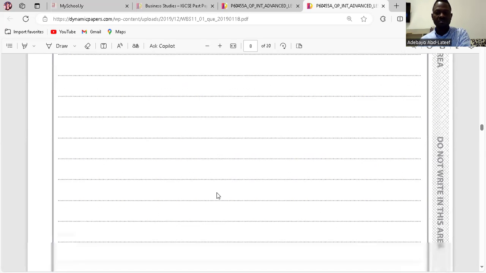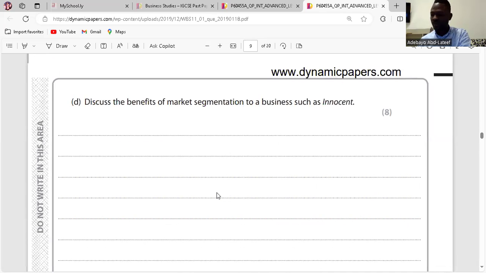So we'll go to D. Discuss the benefits of market segmentation to a business such as innocent. The first thing is you have to define market segmentation. Market segmentation is the act of dividing the market by customers' characteristics. We talked about it. You did not write it. So market segmentation is dividing the market into groups based on customers' characteristics, maybe income, age, demographic, religion, and the rest.